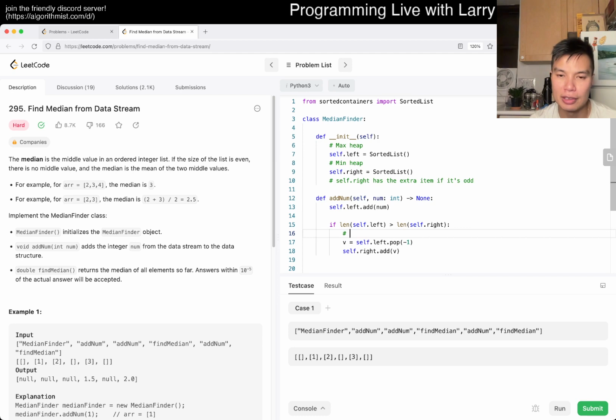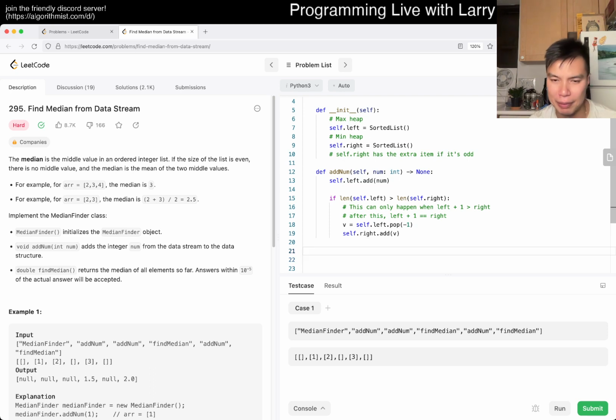Here this can only happen when left plus 1 is greater than right. After this, right plus 1 is equal to left or something like this, right? Or it's going to be left plus 1 is equal to right, something like that. I don't know, maybe that's wrong, or at least the way I phrase it maybe is wrong. But here, okay, is that fine? Yeah, and then now, we don't return anything.